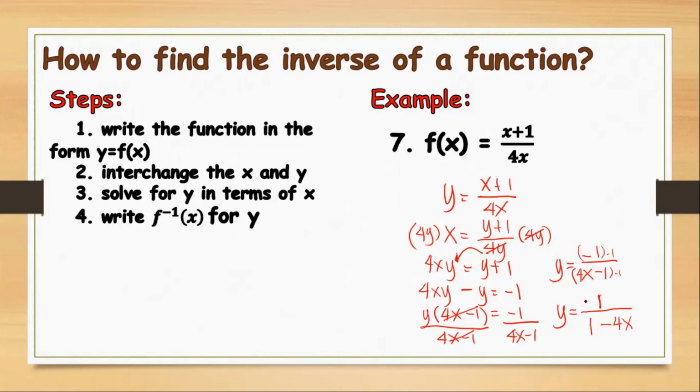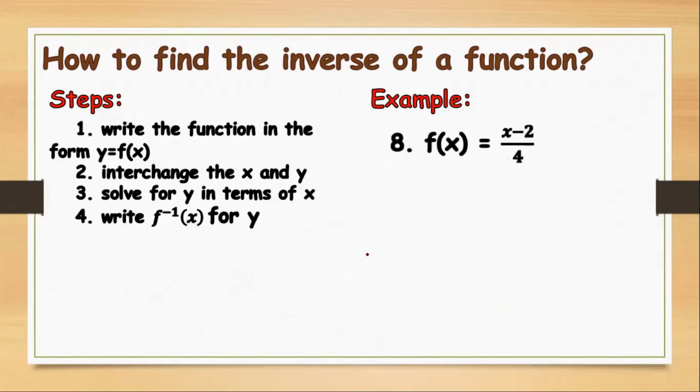Okay, just to make our answer in a standard form, or in a manner where we can understand it more, we can write it as y equals 1 all over 1 minus 4x. So our final answer will be f inverse of x equals 1 all over 1 minus 4x. This will be the inverse of the function given on number 7.